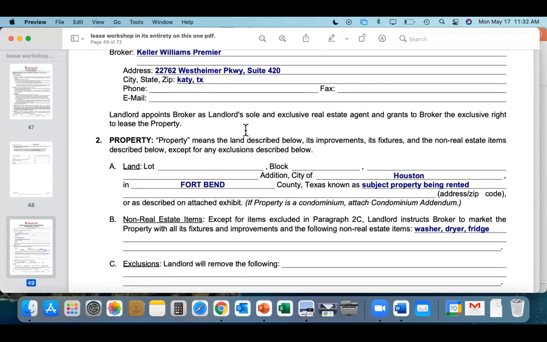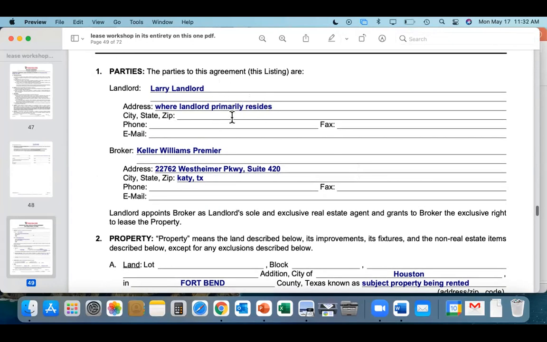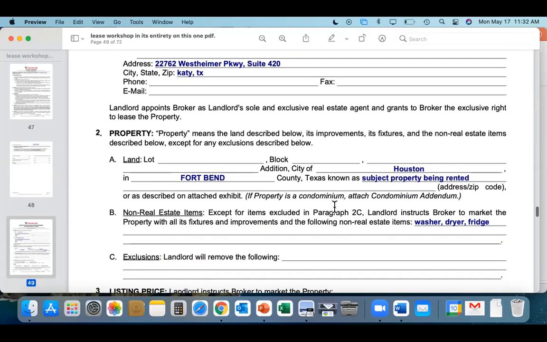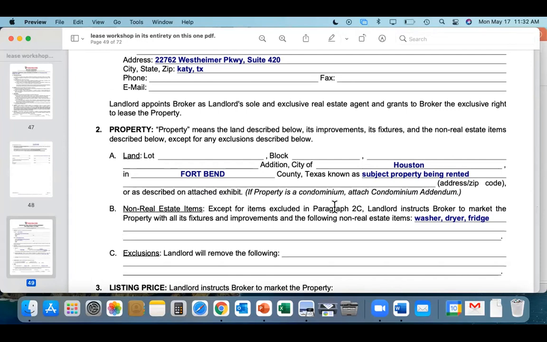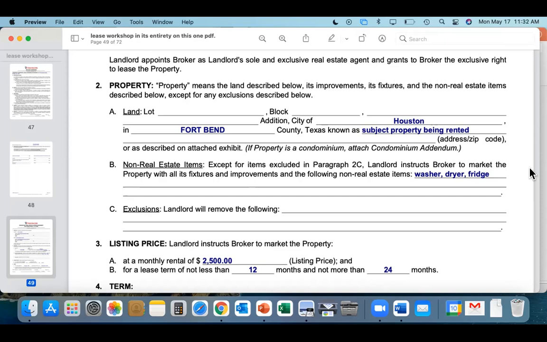It says the landlord appoints the broker as the landlord's sole and exclusive real estate agent and grants to the broker the exclusive right to lease the property. This is where we put the property information that we're leasing. So just remember the difference. This is where the owner lives. This is the property he's going to allow you to put up on the market for rent. This is where he'll list all the stuff that he's leaving in there. Typically, it's washer, dryer, fridge.